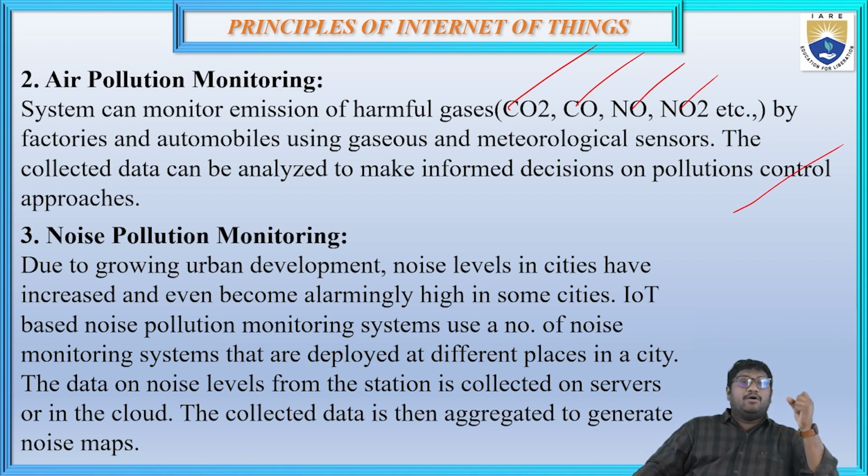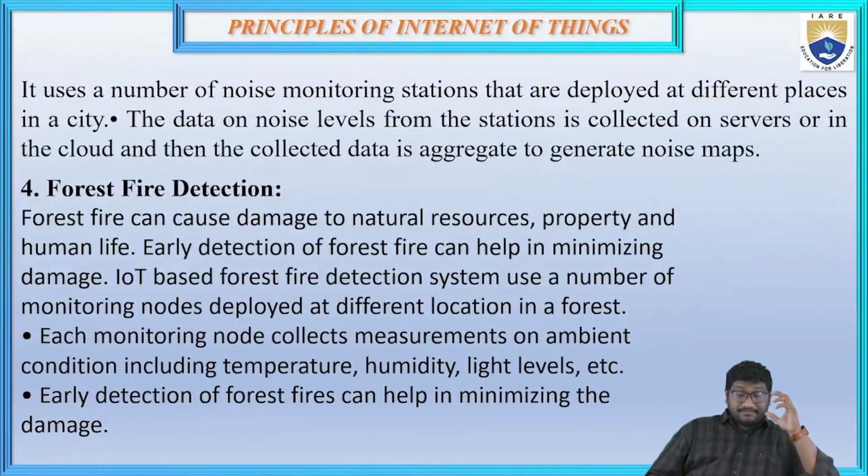Due to the growth of urban development, noise levels in the city have increased very high, even becoming alarmingly high in some cities. By establishing our IoT based noise pollution monitoring systems, a number of monitoring devices are deployed in different places in the city, and with their help we detect which areas have high noise pollution. Through the internet and cloud, the data is gathered and noise maps are generated in this smart system. The gathered data can be aggregated with calculations, so that it will be helpful.